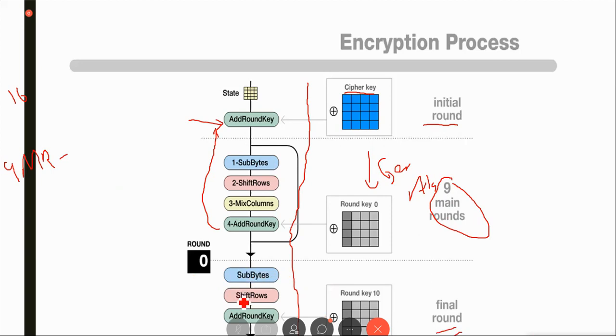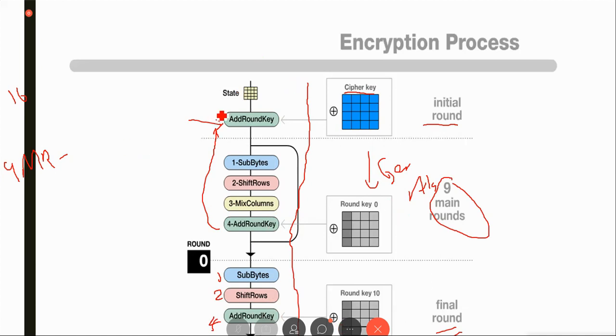In the final round, you see, there are only 3 operations. You have operation number 1, SubBytes. You have operation number 2, ShiftRows, and you have operation number 4, the AddRoundKey. You do not have the MixColumns operation in the final round. Now that's it about the AES algorithm.